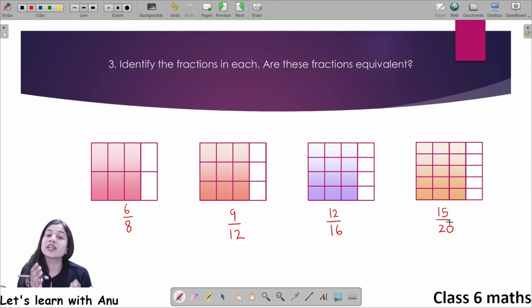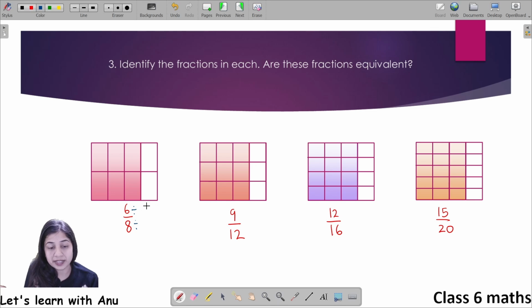So one way to check whether the fractions are equivalent or not, we can cut them and put one over the other. They will exactly overlap each other. Then we can say the fractions are equivalent. This was the pictorial representation, but if we want to check it mathematically, how can we do that? We can change them into the lowest form. Like we can divide them with their HCF.